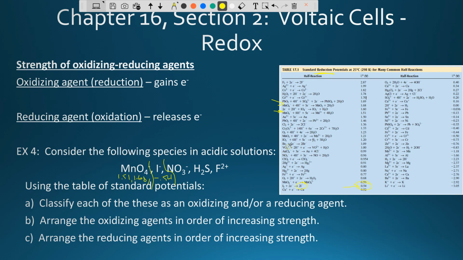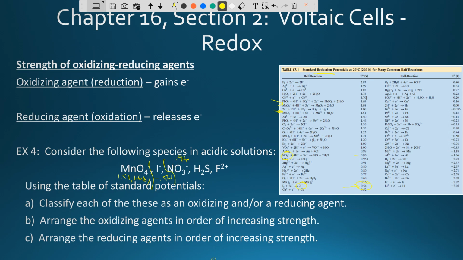Okay, and nitrate is one where you wonder, wait a minute, I don't see nitrate in this table unless I'm missing it somewhere. Oh, here's nitrate. I see a 0.96. Okay, that means it's going to be getting reduced, and so that number is 0.96.